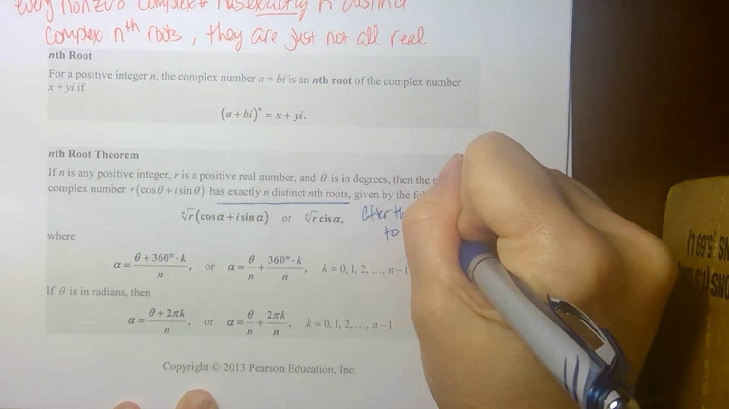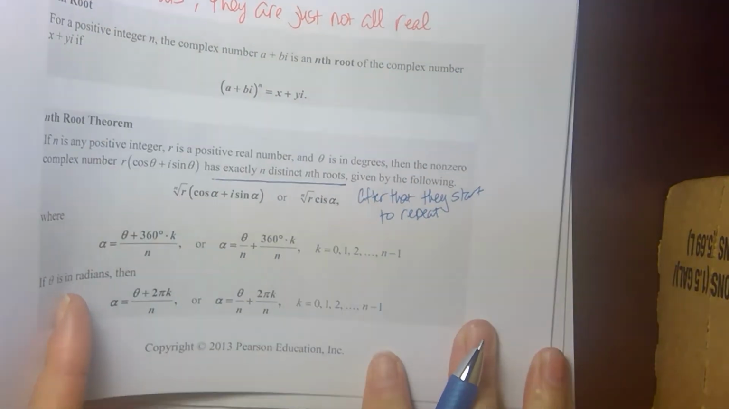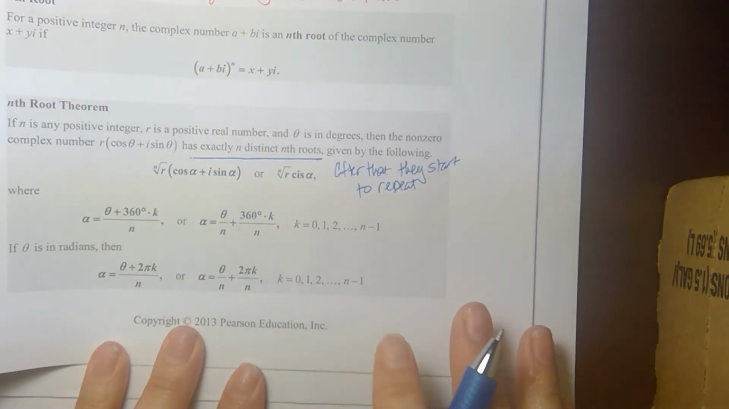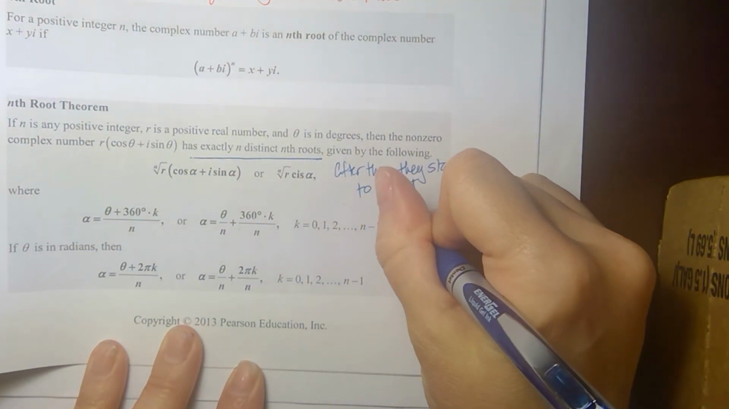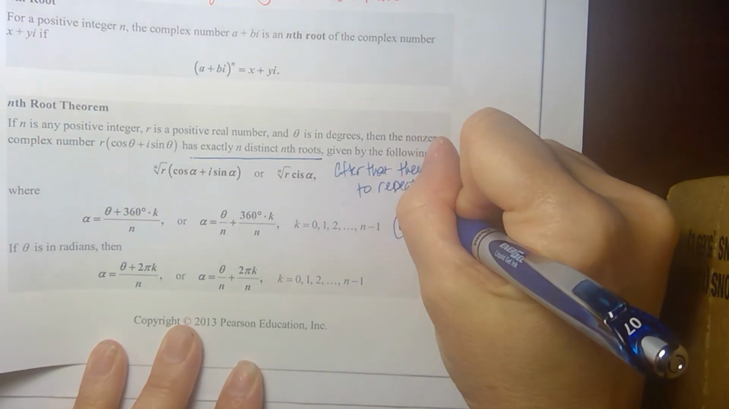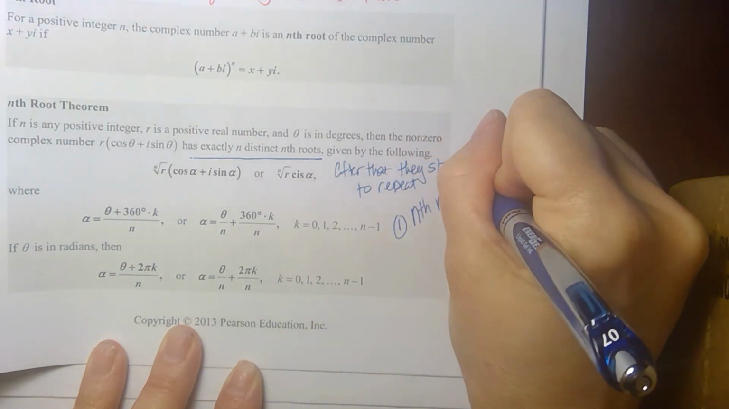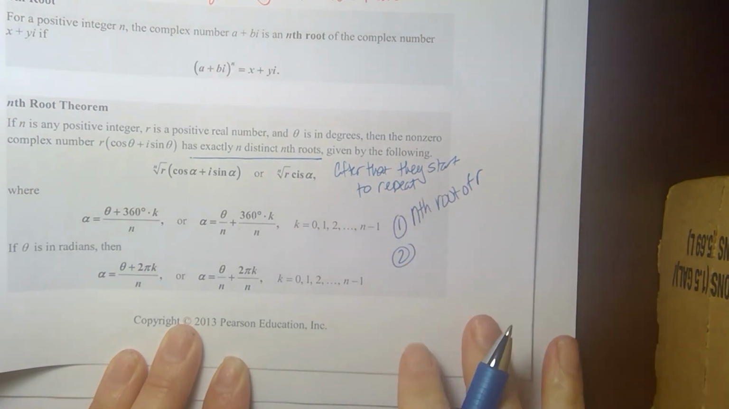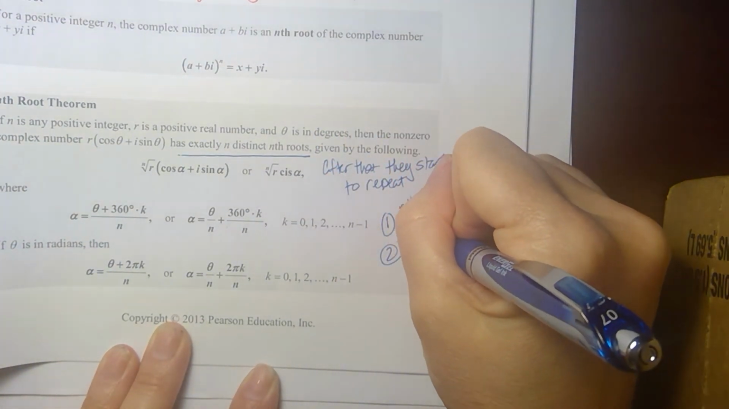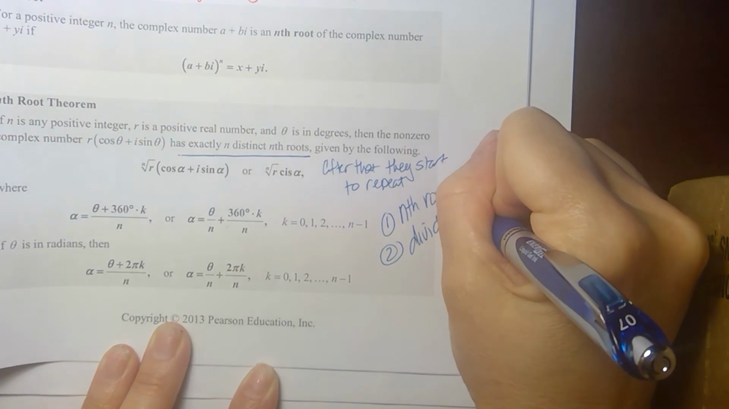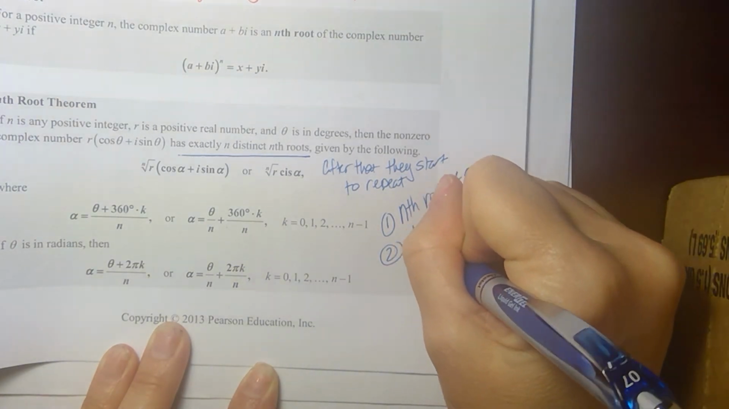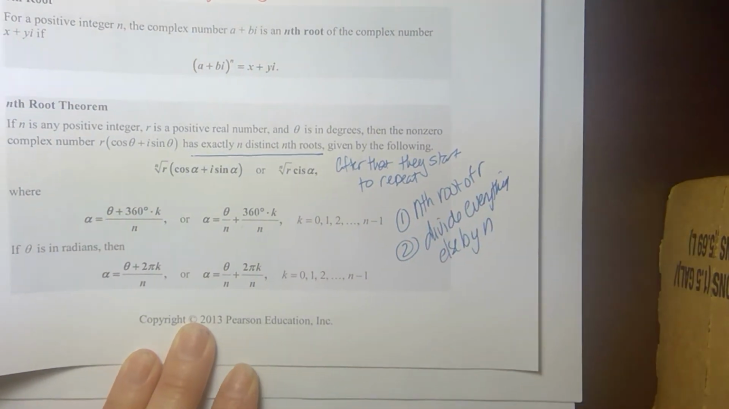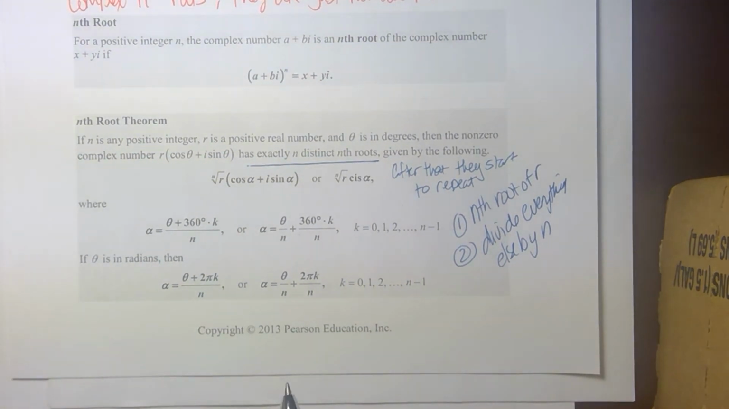After that they start to repeat. Here are your steps for your nth root theorem. First, you take the nth root of your modulus of r. Then you divide everything else by that value n. So this is what this looks like over here.